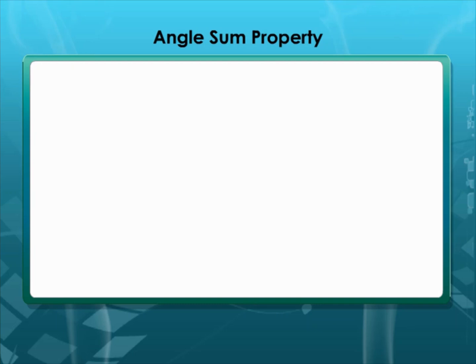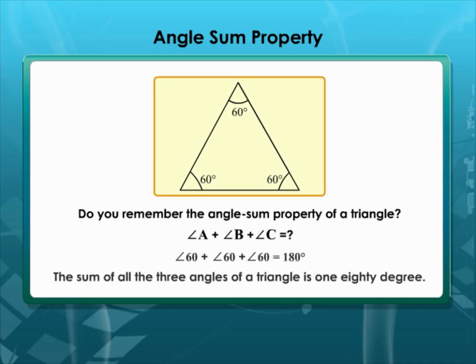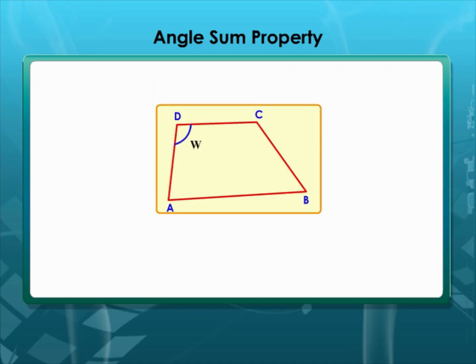Angle sum property. In your earlier class, you have learned angle sum property. Let us recall that. Do you remember the angle sum property of a triangle? Obviously, the sum of all the three angles of a triangle is 180 degrees. What about quadrilateral? The sum of the measures of all interior angles of a quadrilateral is 360 degrees. Let us see some problems related to this type of quadrilateral.